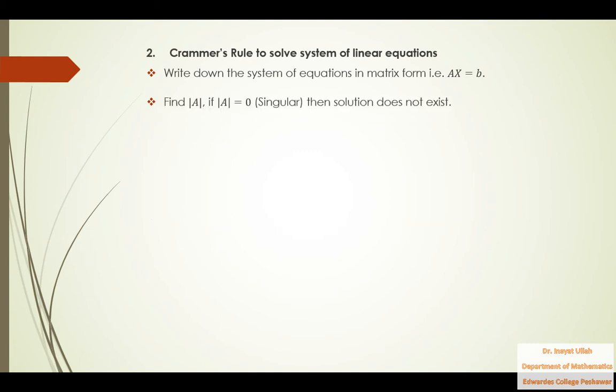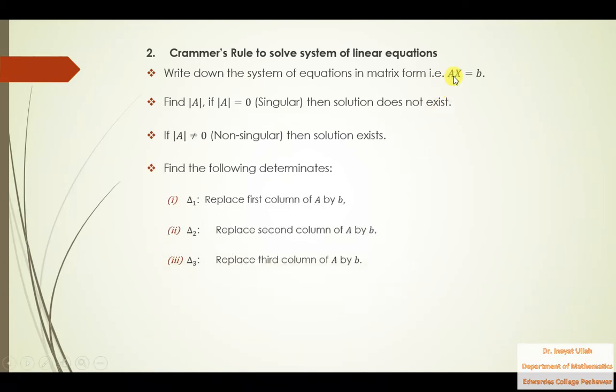The second step is to find the determinant of this coefficient matrix A. If the determinant is 0, then we say that the solution is not possible, and whenever the determinant is not 0, then we say that the solution of the system is possible. And that is the step which is very important to use Cramer's rule.